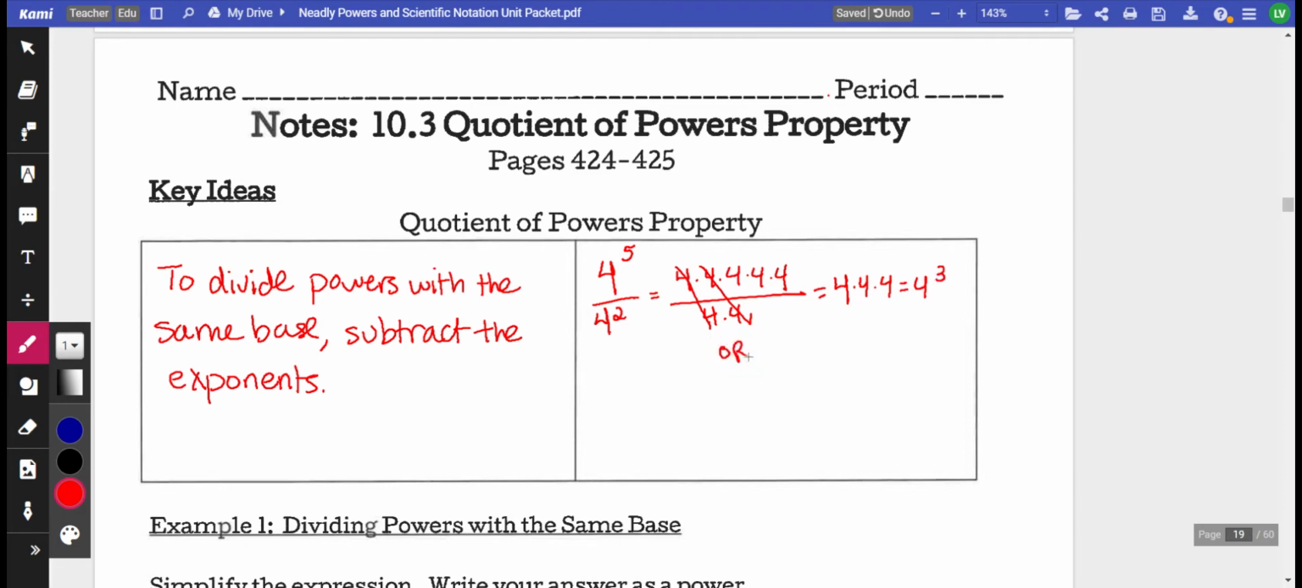Or you could have looked at it as 4 to the 5th power divided by 4 squared by subtracting those exponents. 4 to the 5th minus 2 equals 4 to the 3rd. You have the same answer for both of these. You'll just notice that the bottom step where you subtract the exponents gives you less work.